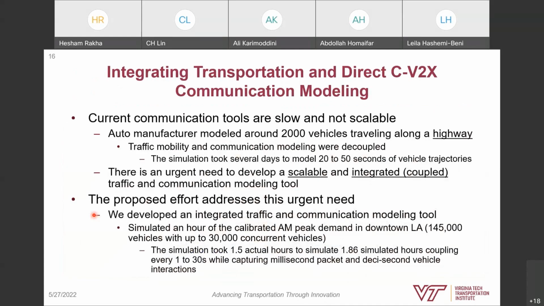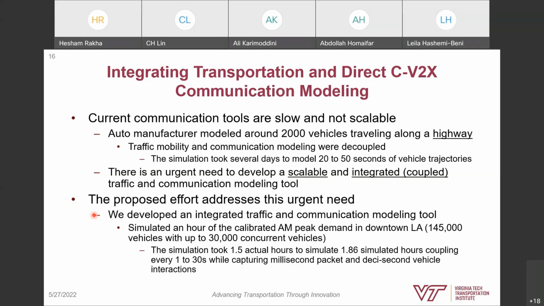So the motivation that this came from was in working with some of the communication folks when they were trying to model this. Typically, they would model this in a non-integrated form. So basically, you would run the traffic simulation software, generate the trajectories of these vehicles, and then use those trajectories as the traffic mobility, and then run the communication system on top of those trajectories.